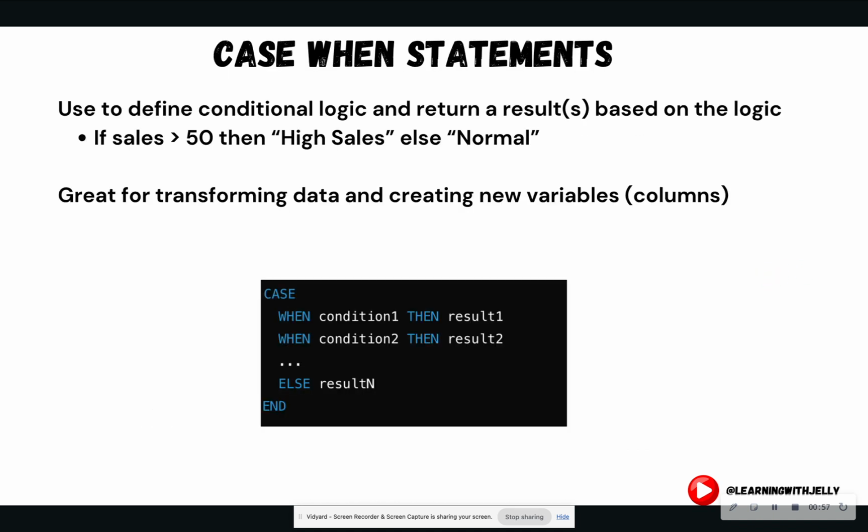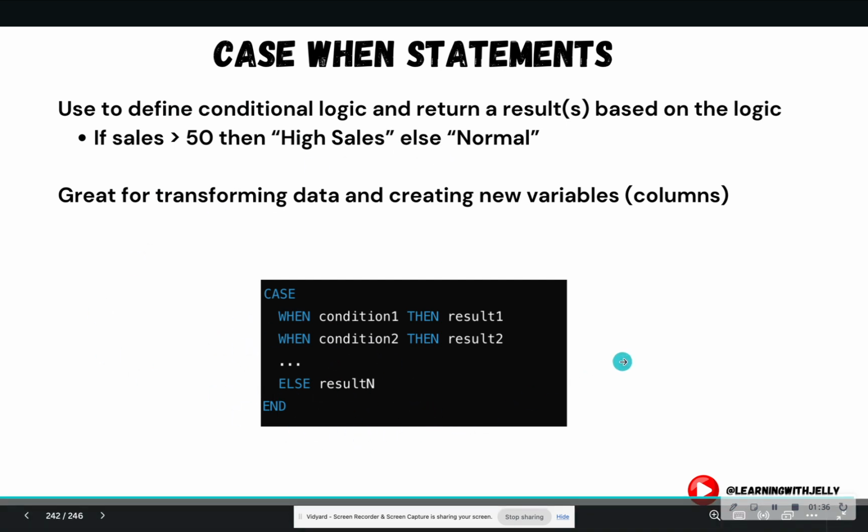So, what are case when statements and why are they super important? Case when statements exist within the select clause. Remember in select statements, we have the select, from, where clause, etc. So, it's going to be within the select clause, and it's going to define a condition and return a result based on that condition. So, for instance, if sales is greater than 50, then high sales, else normal. This is very, very beneficial when we're trying to transform data or create new variables that make sense to us. And this is the basic syntax that we see.